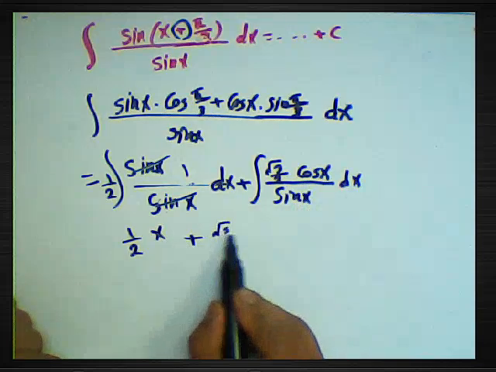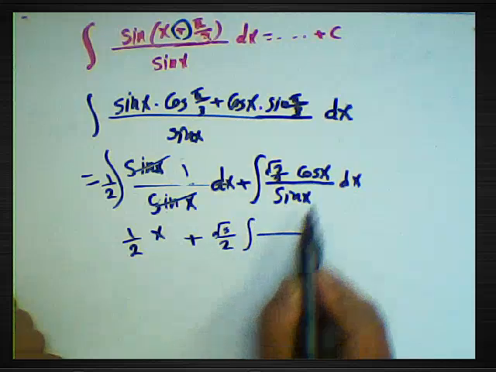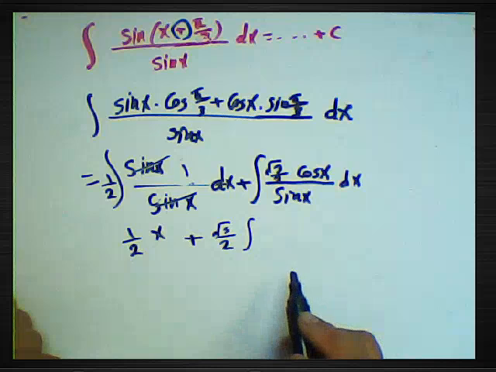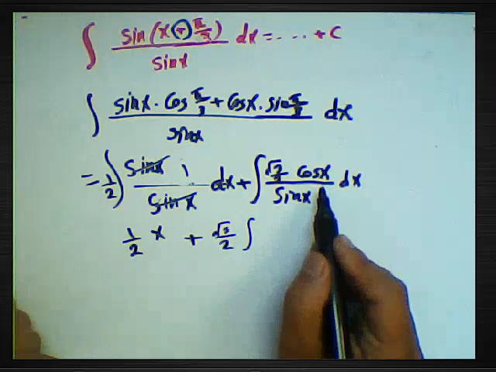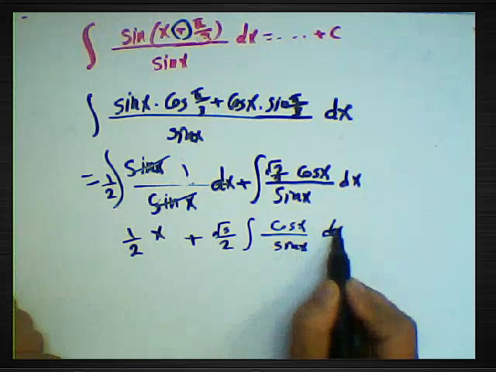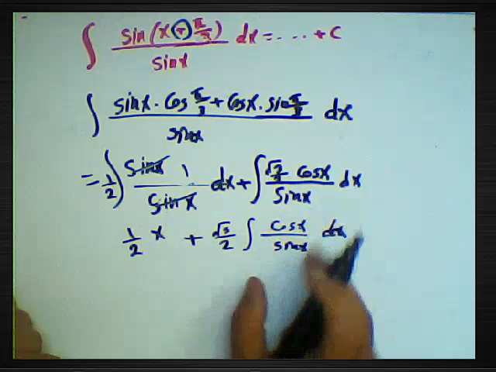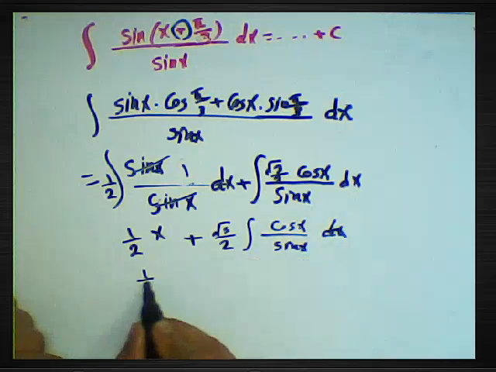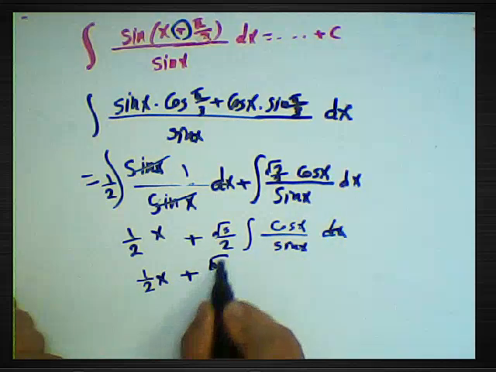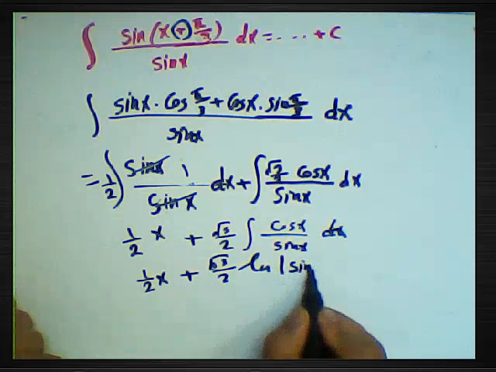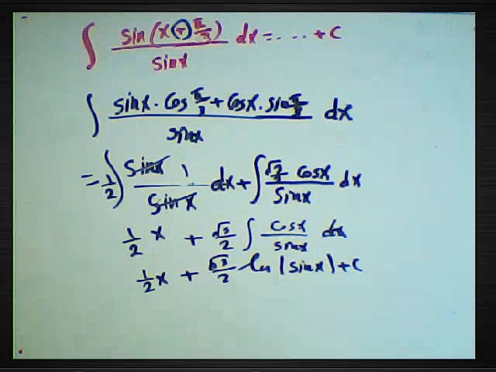function, right? Root 3 over 2, integration of cosine over sine, it will be what? We know integration of cosine x over sine x dx. We know derivative about sine equals cosine, so the integration about this function will be an absolute value about the denominator. So the result will be half of x plus root 3 over 2, an absolute value about the denominator sine x, plus constant.